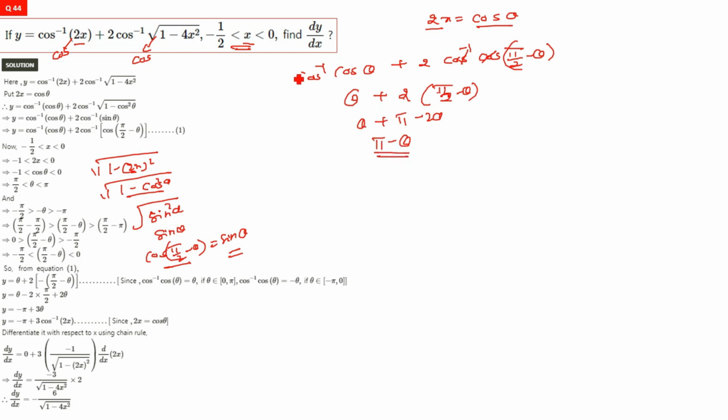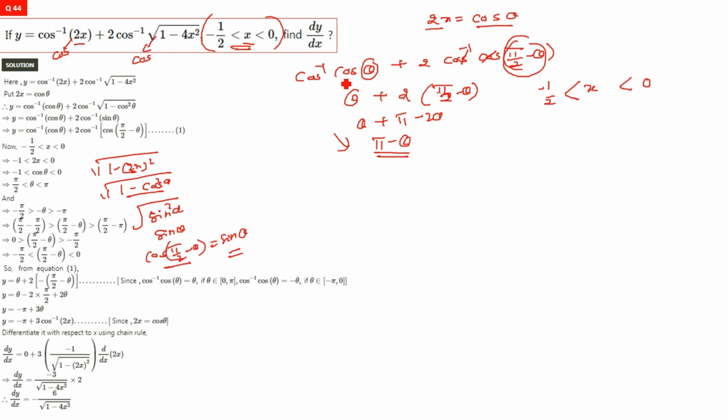But in a short while, you will see that this is not the correct way to do it. This will be wrong. The solution will be wrong. Okay, just bear with me. This is x between negative half and 0. Alright, what is the angle? Theta and pi by 2 minus theta. So we are going to check for both of them.